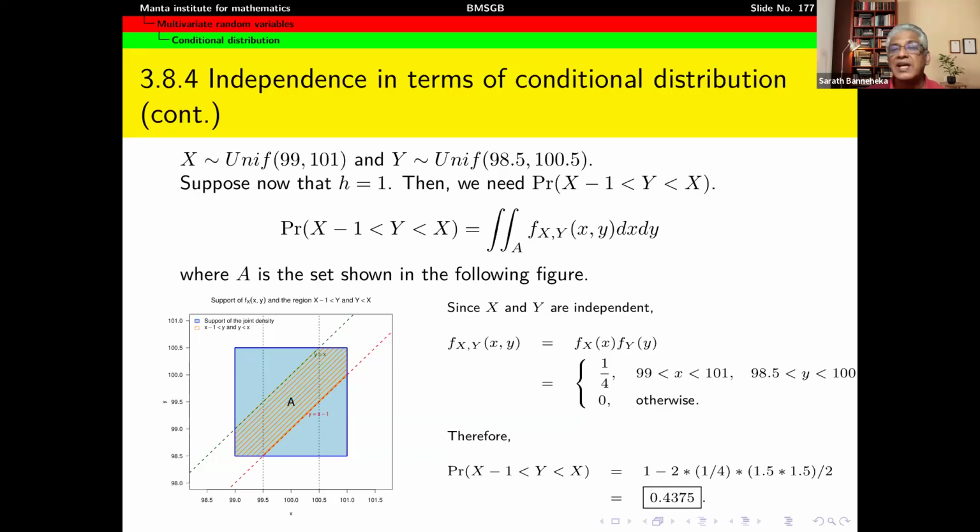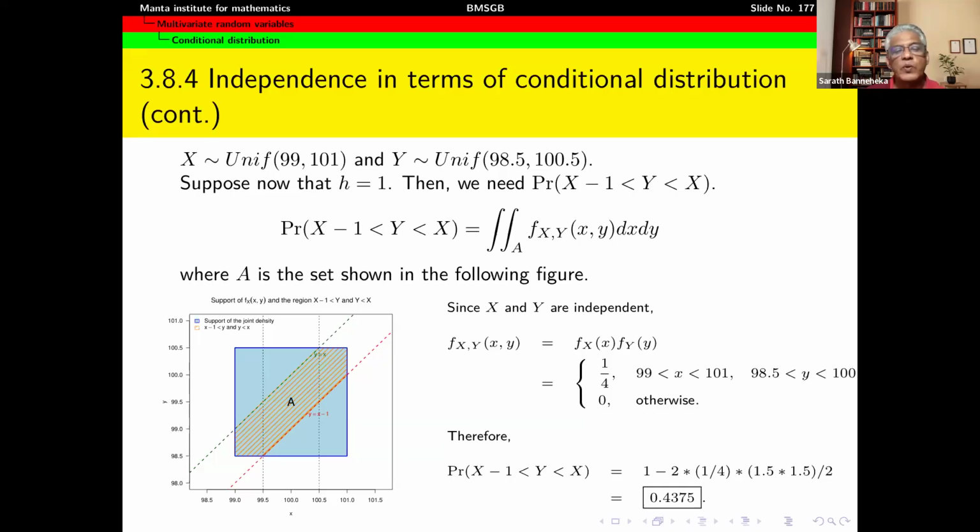We have to integrate the joint density function of X and Y on the set representing this event, right? So the event will be, in this case, a set in the two-dimensional plane. It will be a subset of the support of the joint density function. Right. So this is what we want to do. We want to integrate the joint density on some set A, where I have shown this set A in this picture. I will explain in a minute.